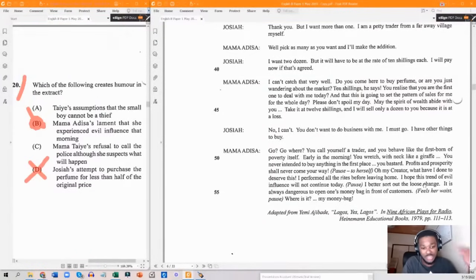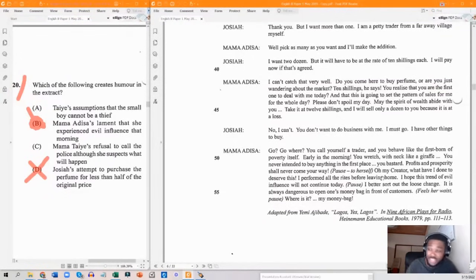So you can imagine being in the audience while this play is happening and seeing this person, basically saying, oh, I hope the evil doesn't continue. I hope I don't get robbed. I hope I have a good day of sales. While we are just watching Josiah take her purse without her recognizing. So that is what the humor is.